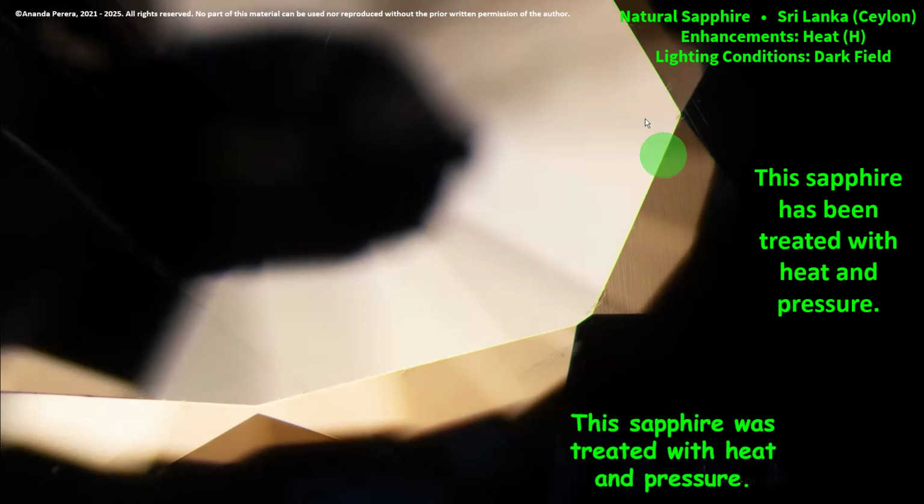Look at this. This sapphire has been treated with heat and pressure. Lighting condition here is dark field. It is a heated stone. H means heated. N means natural, that means no treatment. This is a natural sapphire from Sri Lanka. It is heat treated. Now you can identify. This is the first one you saw. So remember this.